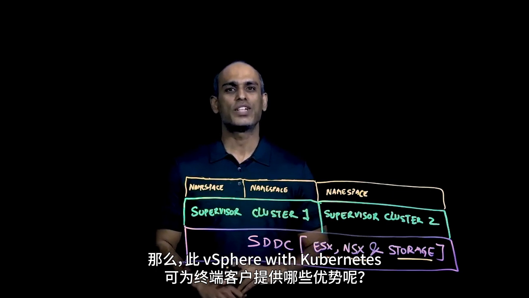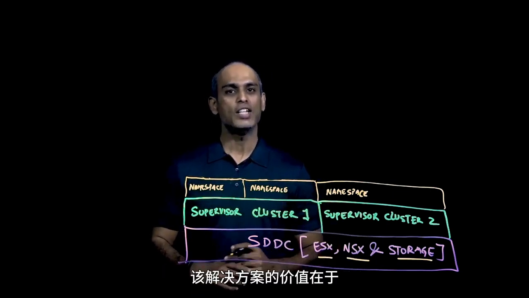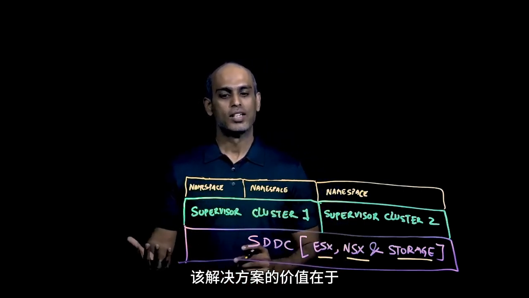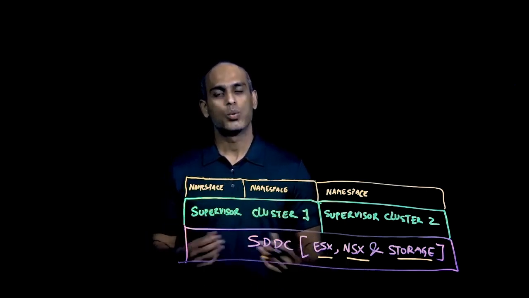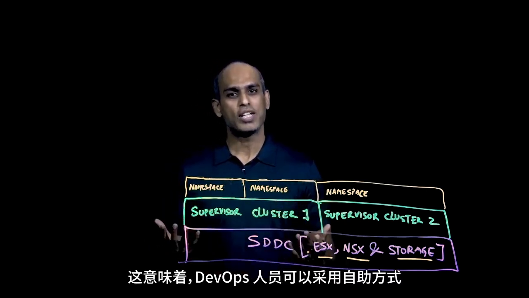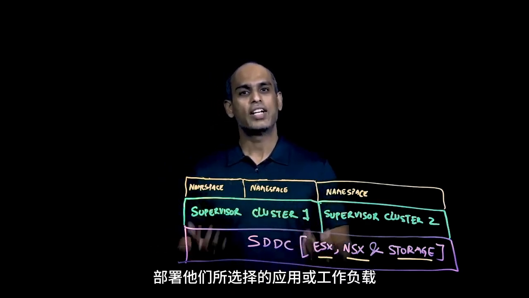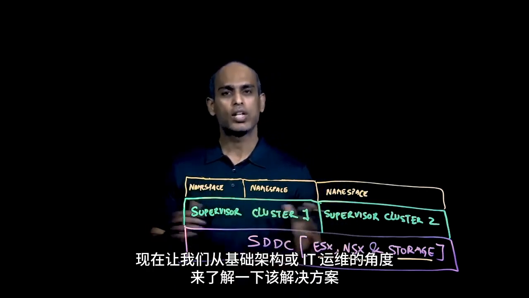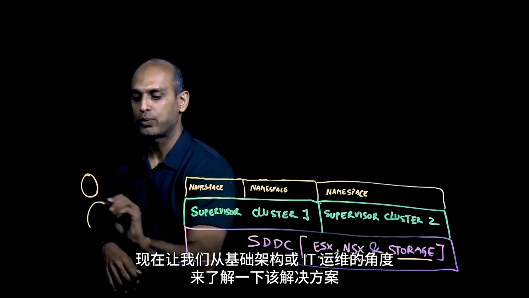So what does this vSphere with Kubernetes provide for the end customer? The value of this solution is for IT ops people to enable the infrastructure for self-service. What it means is the DevOps individual can, in a self-service manner, deploy their applications or workloads of their choice. So let's look at the solution from infrastructure or IT ops perspective.